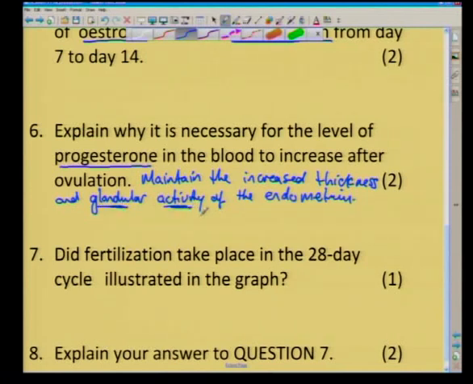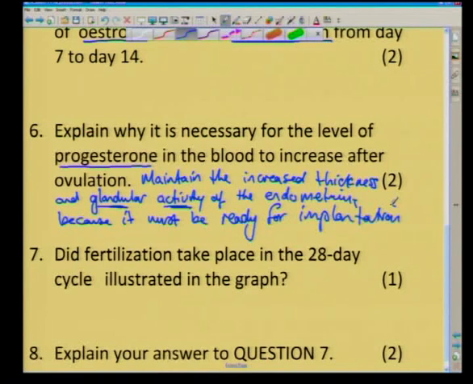It's the glandular activity, because the more glandular activity, clearly you're going to have blood activity as well. You're going to have an increase of blood supply. And why? Because the endometrium must be ready for implantation. And that's where your marks are going to be. It's the increased thickness and the glandular activity for implantation to occur.